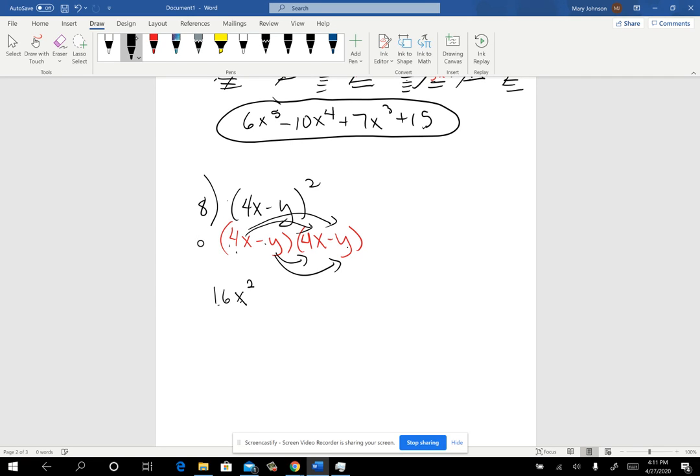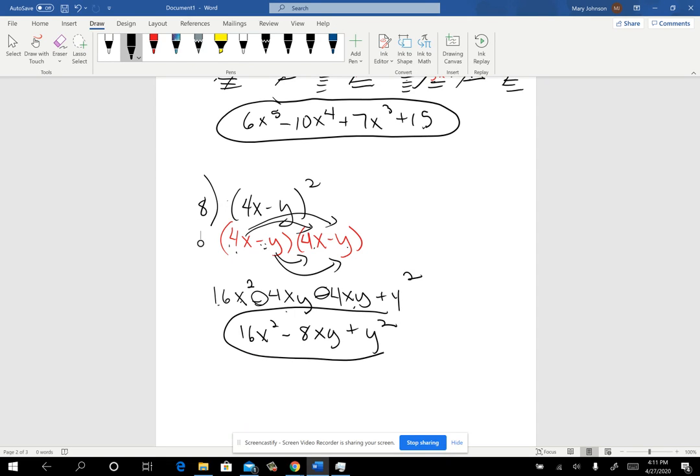Then 4x times a negative y is negative 4xy. A negative y times a positive 4x is again negative 4xy. And then here you have a negative times a negative. So that's going to be a positive y squared. Now these right here don't cancel out because they're both negative. So you're going to have 16x squared minus 8xy plus y squared. And that would be as far as you could go on that one. That would be your final answer. Okay, so that's question number 8.